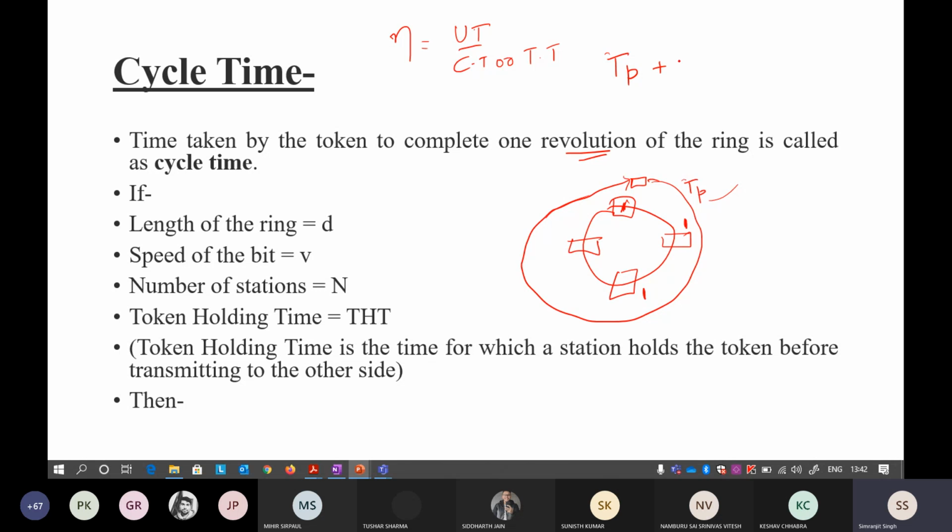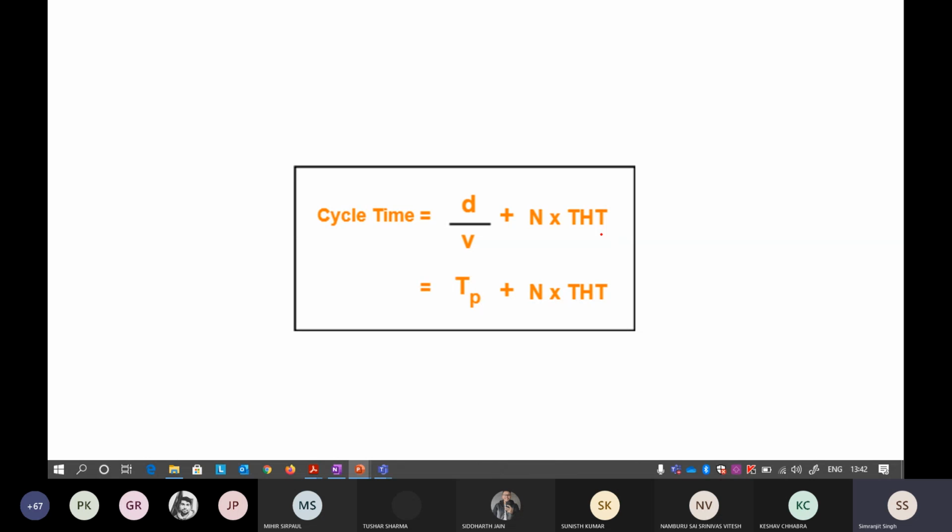That time will be N into token holding time. N is the number of stations, so every station will hold the token for some amount of time, and that amount of time is denoted by token holding time. Now this is the cycle time, the total time taken by the token to complete one revolution. If you see here, the same formula is given: d by v, which you already know is the propagation delay, plus N into THT.